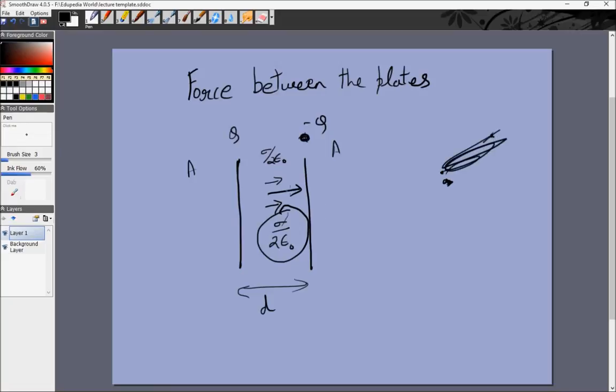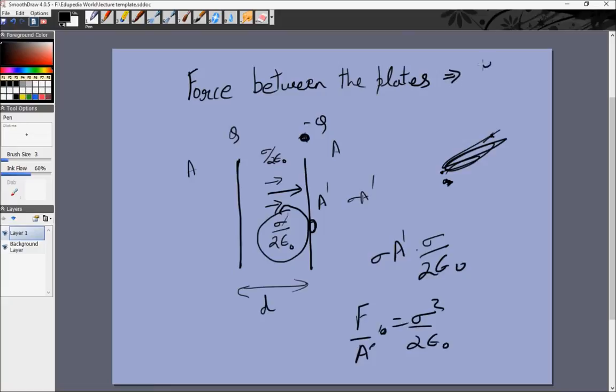So the electric field is sigma by 2 epsilon naught, and if a small area here, let's say A dash, has a charge sigma A dash, then the force it will feel will be Q times the electric field. That means sigma A dash into sigma by 2 epsilon naught. Or we can say that the force per unit area, F by A dash, is equal to sigma squared by 2 epsilon naught. So the force between the plates of a parallel plate capacitor is sigma squared by 2 epsilon naught, but this is the force per unit area.